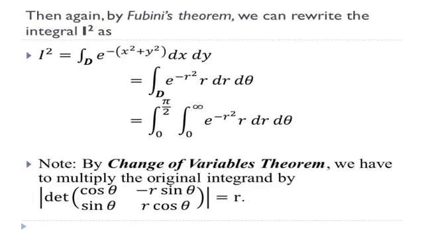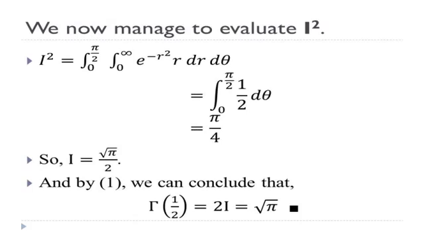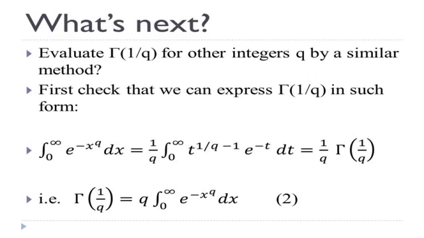Then again, by Fubini's theorem, we can rewrite the integral I squared like this, and we multiply by a determinant equal to r because of the change of variable theorem. And so we are now able to evaluate I squared. I squared equals pi over 4, so I equals root pi over 2. And by 1, which we denoted before, gamma 1 over 2 indeed equals 2I equals root pi. And so we obtain this result, but what to do next?